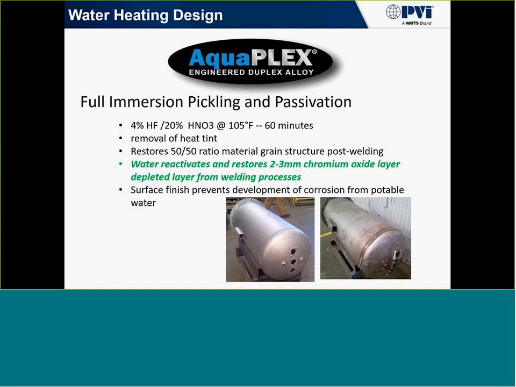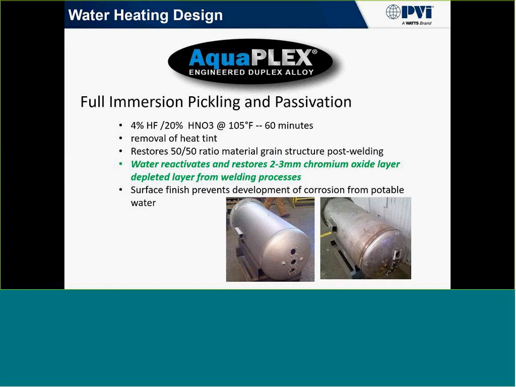In order to bring that thing back to its natural state, you do need to pickle and passivate it. What PVI does is they immerse it in 4% hydrofluoric and 20% nitric acid. They do it at an elevated temperature for an hour. What that does is it removes all of the imperfections that were created during the manufacturing process. It restores that 50-50 austenitic and ferritic ratio inside the system, including the welds.